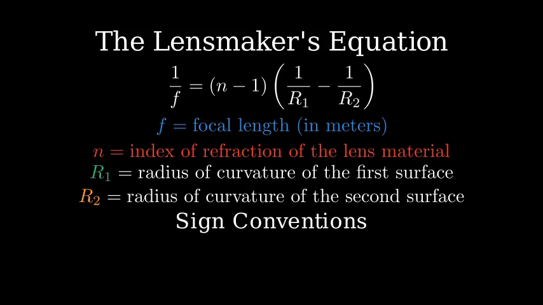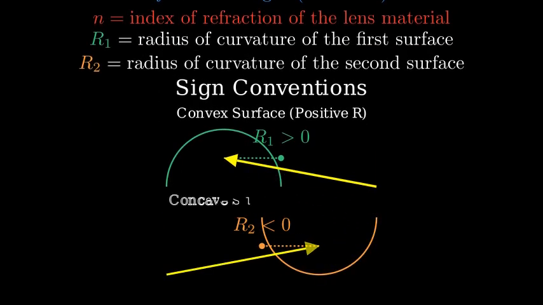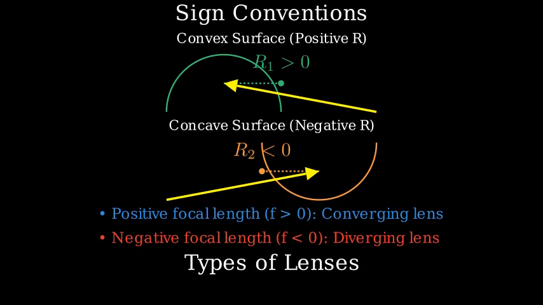For the radii of curvature, if the center of curvature is to the right of the surface as seen from the incoming light, the radius is positive. This creates a convex surface as viewed from the incoming light. If the center of curvature is to the left of the surface, as seen from the incoming light, the radius is negative. This creates a concave surface as viewed from the incoming light. For the focal length, a positive focal length indicates a converging lens, while a negative focal length indicates a diverging lens. Let's visualize the two main types of lenses and their effects on light rays.